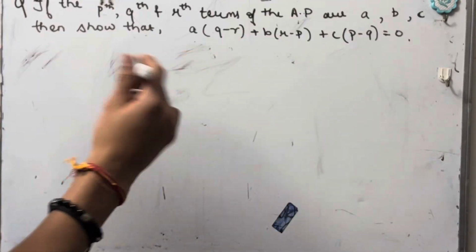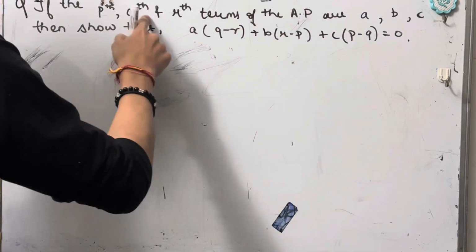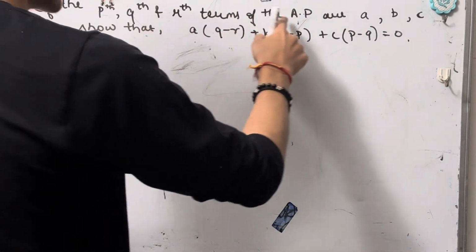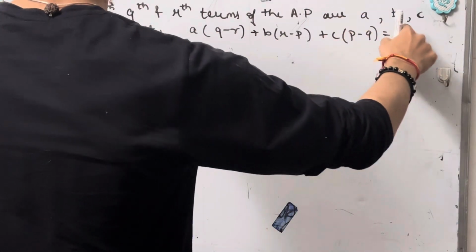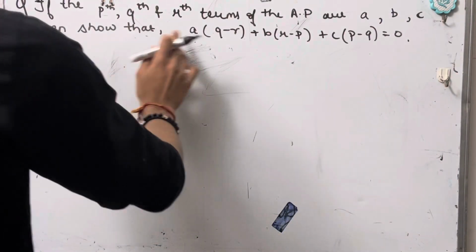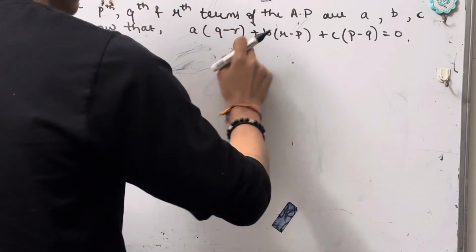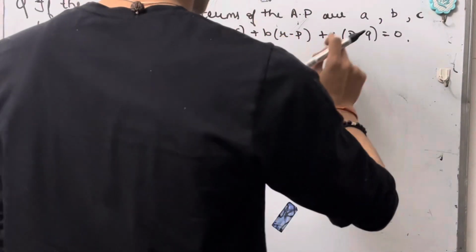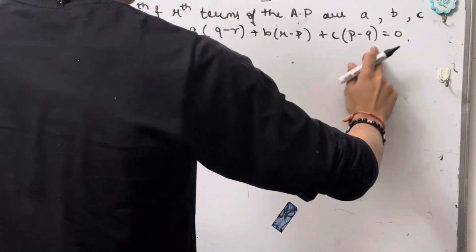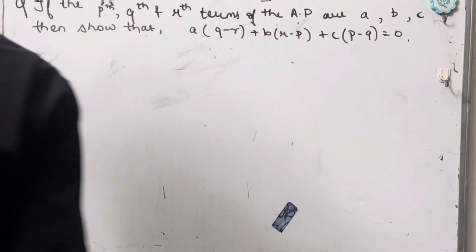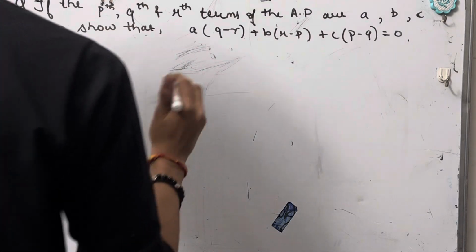So now we solve this question. If the pth, qth and rth terms of an AP are A, B and C, then show that A(Q minus R) plus B(R minus P) plus C(P minus Q) is equal to 0. This is quite an easy question. Let's see.